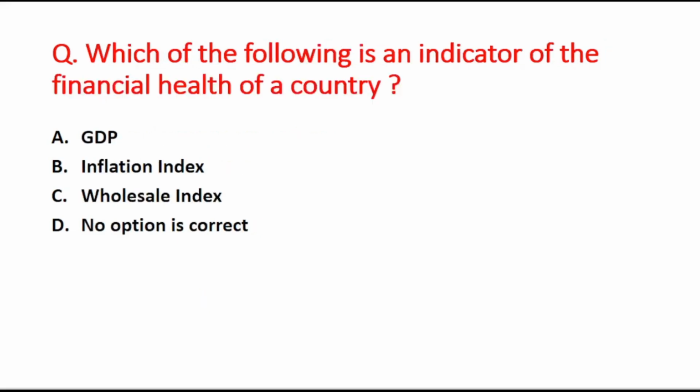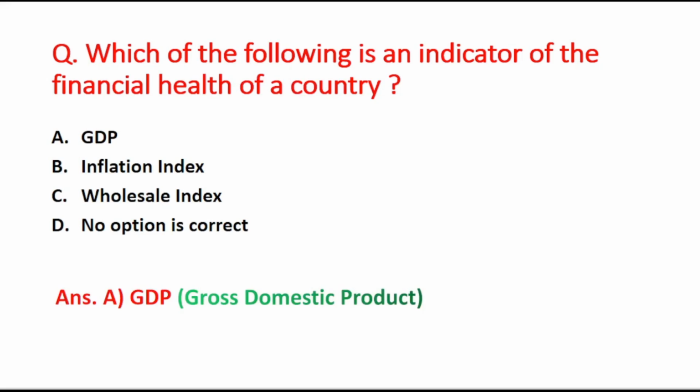Next is, which of the following is an indicator of the financial health of a country? A option is GDP, B option is inflation index, C option is wholesale index, and D option is no option is correct. So the right answer is option A, that is GDP, that is gross domestic product.